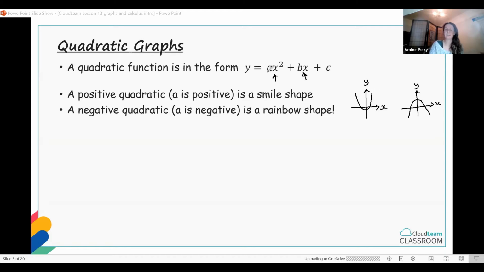So if you are given a graph and you're asked to draw it, you really need to look at what the value of A is. Is A positive or is A negative? And you need to look at what the value of C is, because that tells you where it goes through the y-axis. Okay, so that really helps with drawing these graphs.